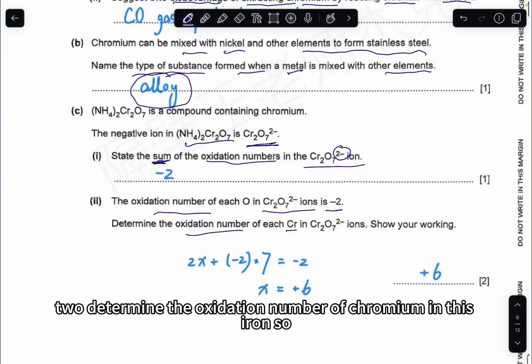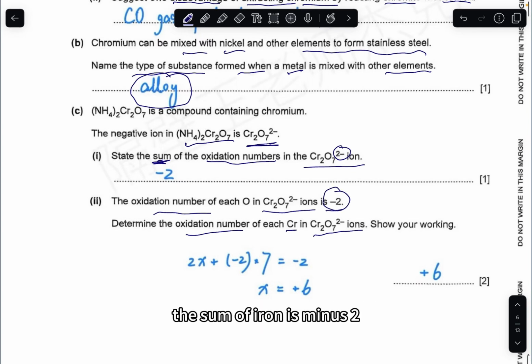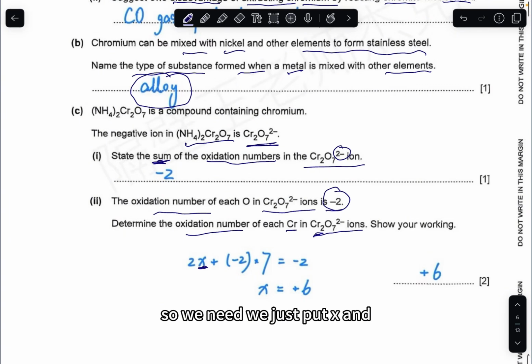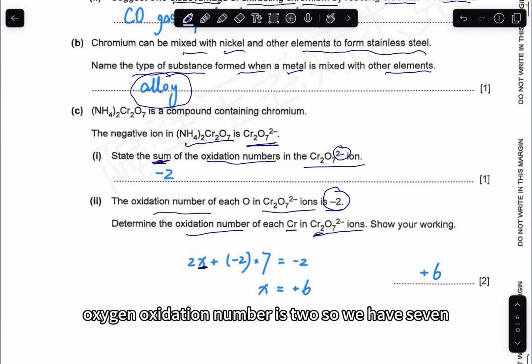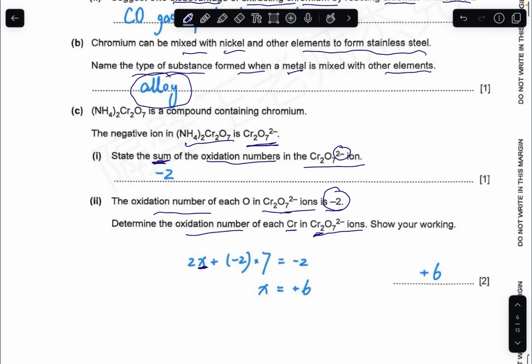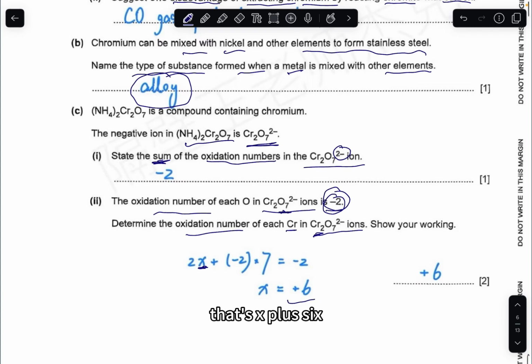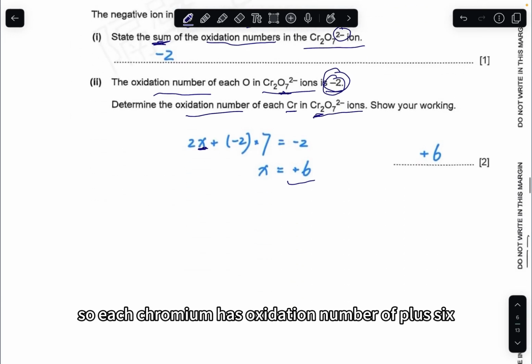Determine the oxidation number of chromium in this ion. So the sum is -2, and because we have 2 chromium here, we just put 2X, and oxidation number of oxygen is -2, and we have 7 oxygen here. So that is equal to the sum, that is -2. If we do the multiplication and the mathematics, X is +6. So each chromium has an oxidation number of +6.